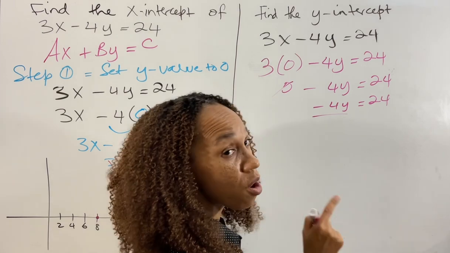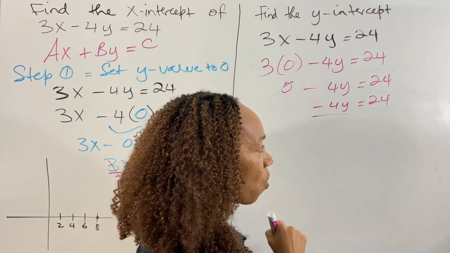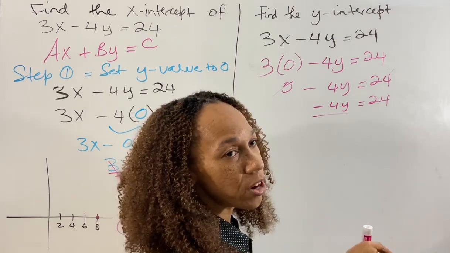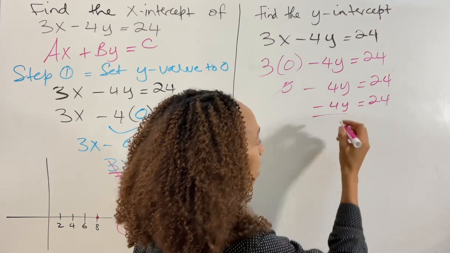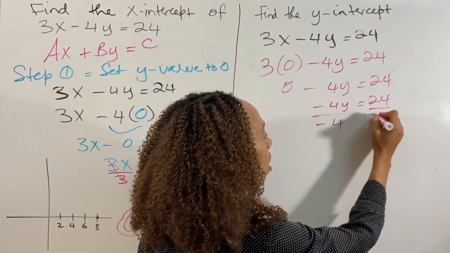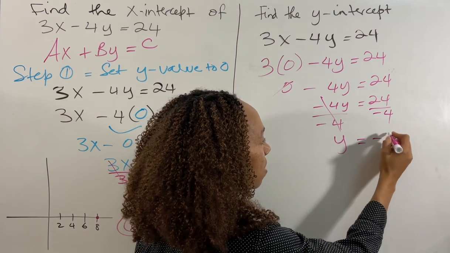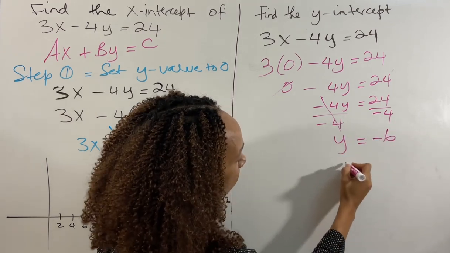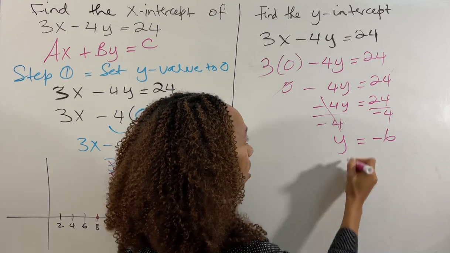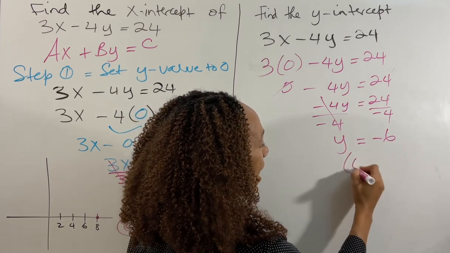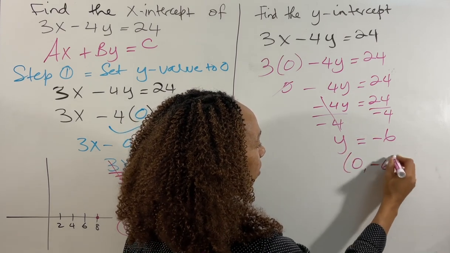Because the negative 4y is being multiplied onto the y, we are going to do the inverse of multiply, which is divide. So we're going to divide by negative 4 on both sides. This is going to cancel out, and this is going to give me negative 6. So this means that the coordinate here is going to be at 0, negative 6.